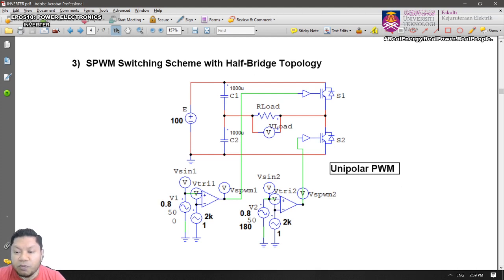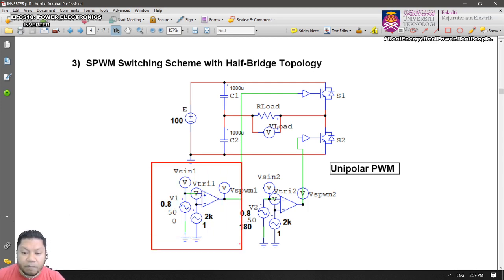Okay, unipolar PWM. There will be two forms of control technique, the PWM types. The first one is unipolar, the second one will be bipolar PWM. We're going to discuss this later on. I'm going to show what a unipolar PWM is, and how to produce this unipolar PWM. Okay, so just focus on this circuit. Let's see, we have this comparator, isn't it? This is the comparator.